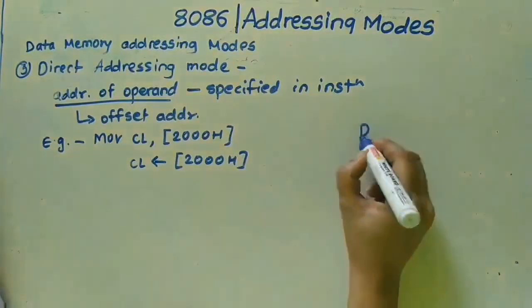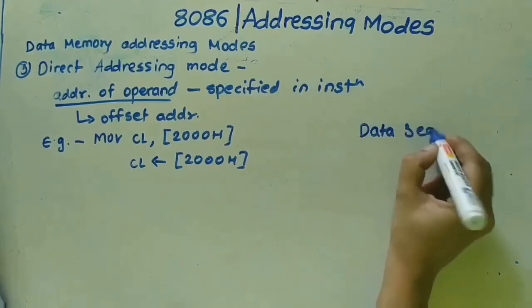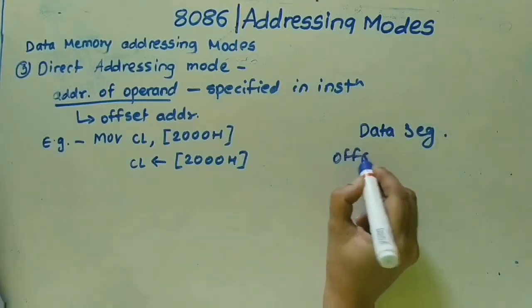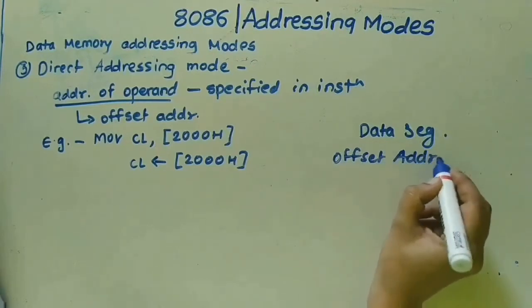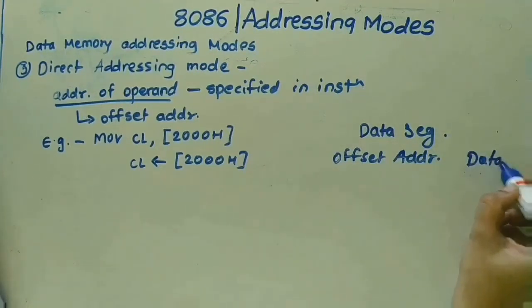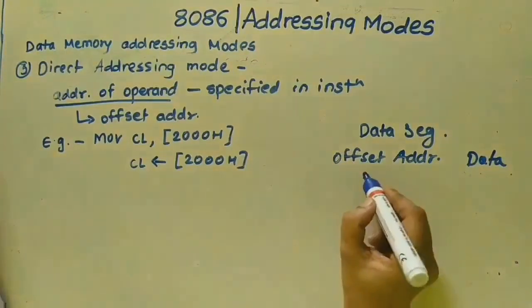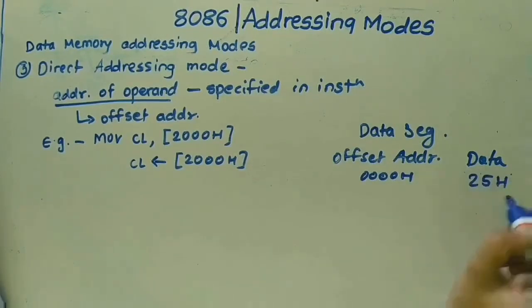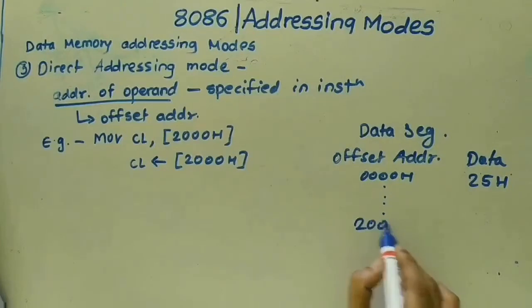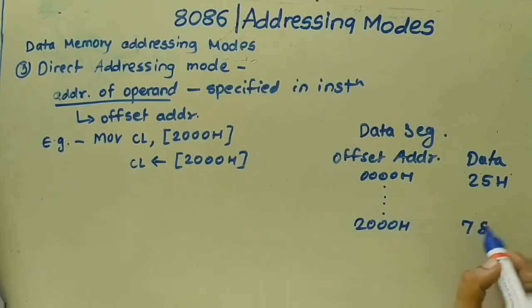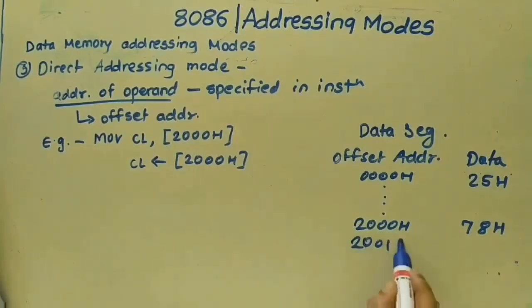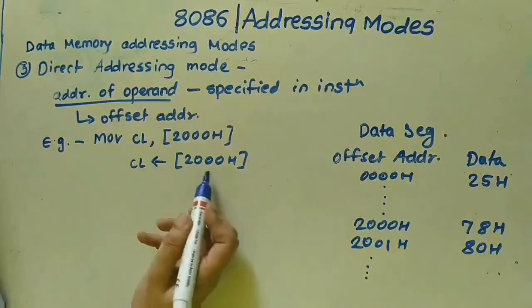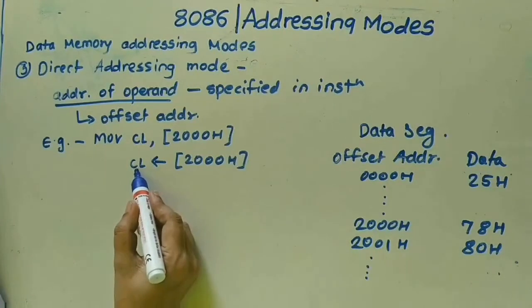Let's consider this is our data segment and this is the offset address of the data segment and the actual operand or data present on that offset address. Let's consider offset address 0000H. Here data, suppose 25H is present. Let's consider 2000H, the data is 78H, 2001H, data is suppose 80H, and so on. Okay, so let's consider which data is now going to transfer into this CL register.